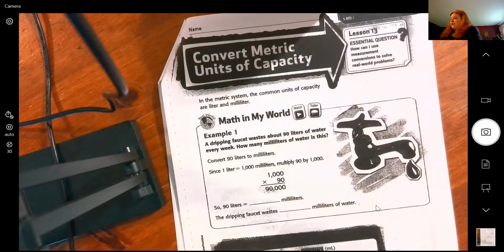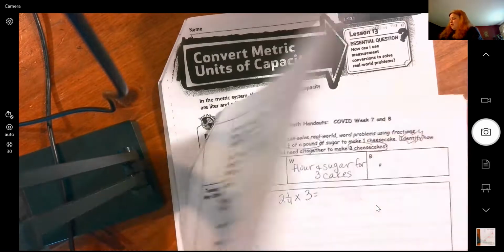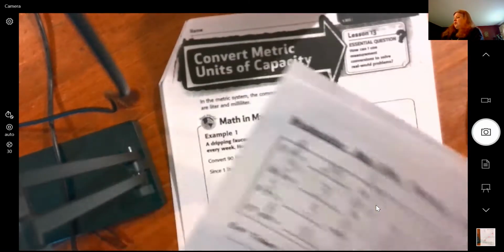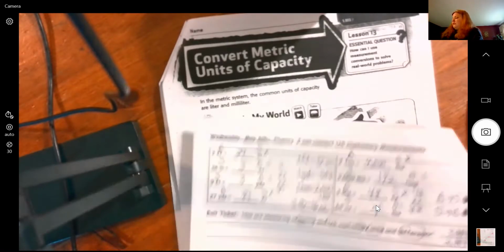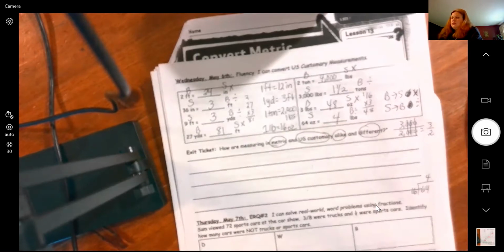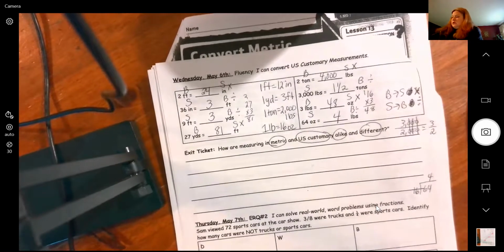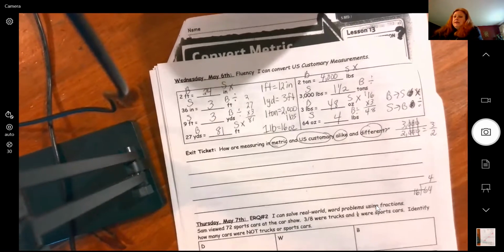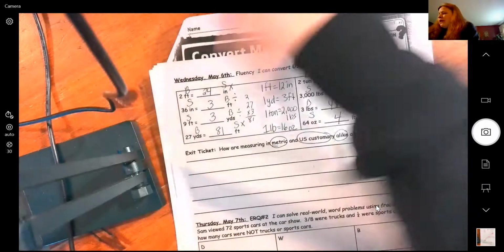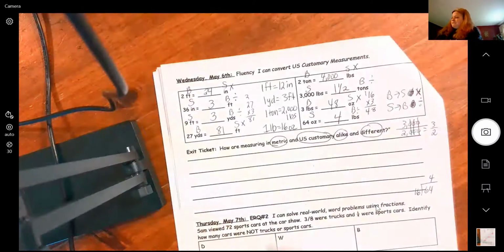All right, so we're going to jump into our packet that has our ERQs. You need to pause for a minute so that you're ready to go. Go ahead and do that. Yesterday, we worked on metric measurement and mass. You should have dojoed me your copy of your answer to your exit ticket.